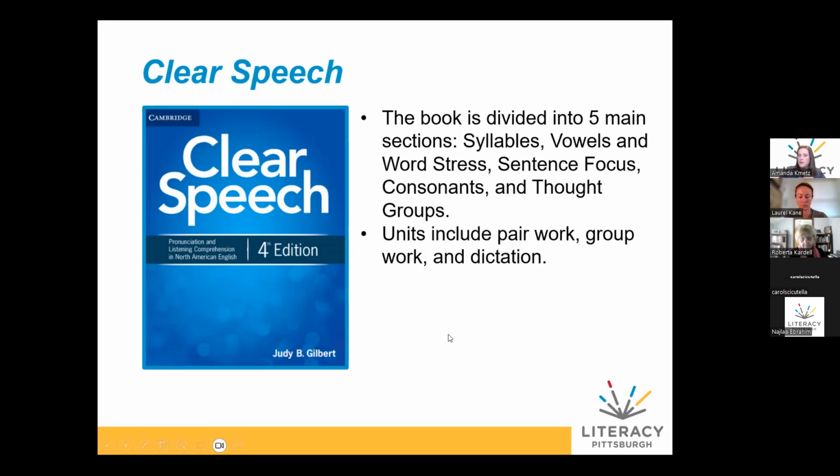The units include pair work, group work, and a very popular part of the book is dictation, which will have the students listen and write what they hear. As a teacher, I'm a big fan of teaching dictation for a couple of reasons. First of all, it helps the students to gauge whether what they heard is actually what they think they heard. But also it gives them a good chance to practice English spelling.